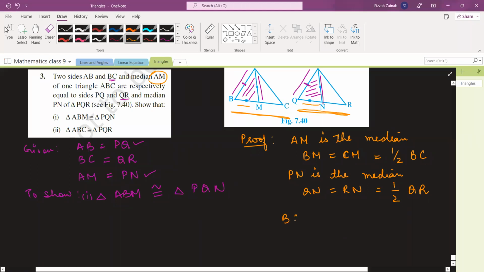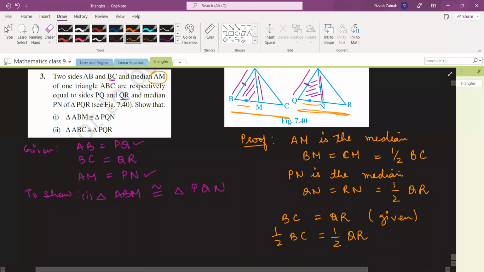Now, the side BC is equal to QR. This is given to you, correct? So if you multiply by half on both sides, half of BC is equal to half of QR. Now, what is half of BC? As you can see here, half of BC is BM. I'll take BM, not CM, because I'm interested in the left triangle. So instead of half of BC, I can write BM, and similarly, half of QR, I'll write QN, because ultimately I'm interested in the left side triangle. So mark it as result 1.